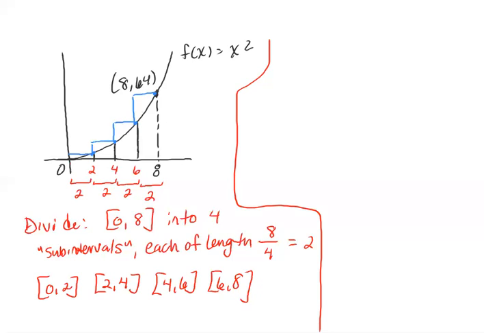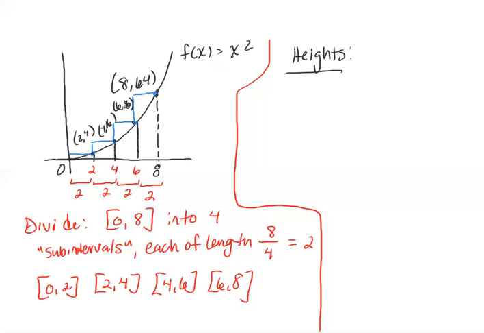How do I find the height of each rectangle? Let's see, the height of the rectangles. Well, this point here is the point (2, 4). This point here is the point (4, 16). And this point here is the point (6, 36). I got those using the function. Those tell me the heights of my rectangles.